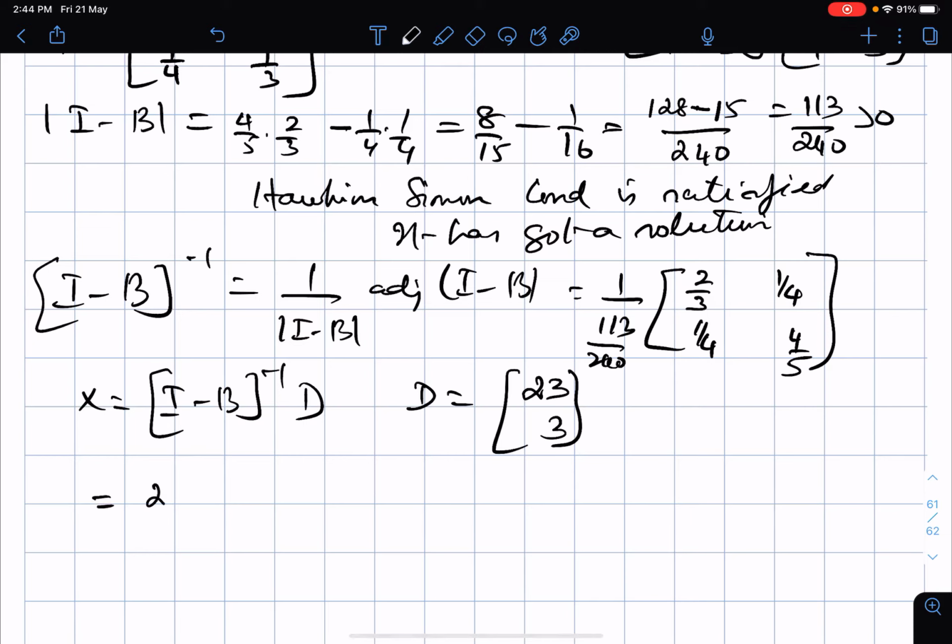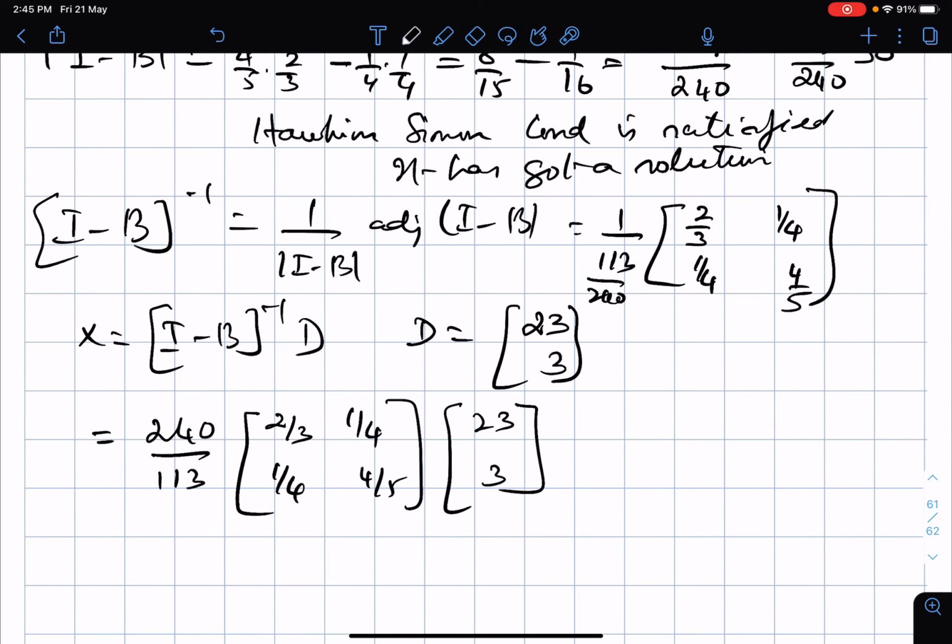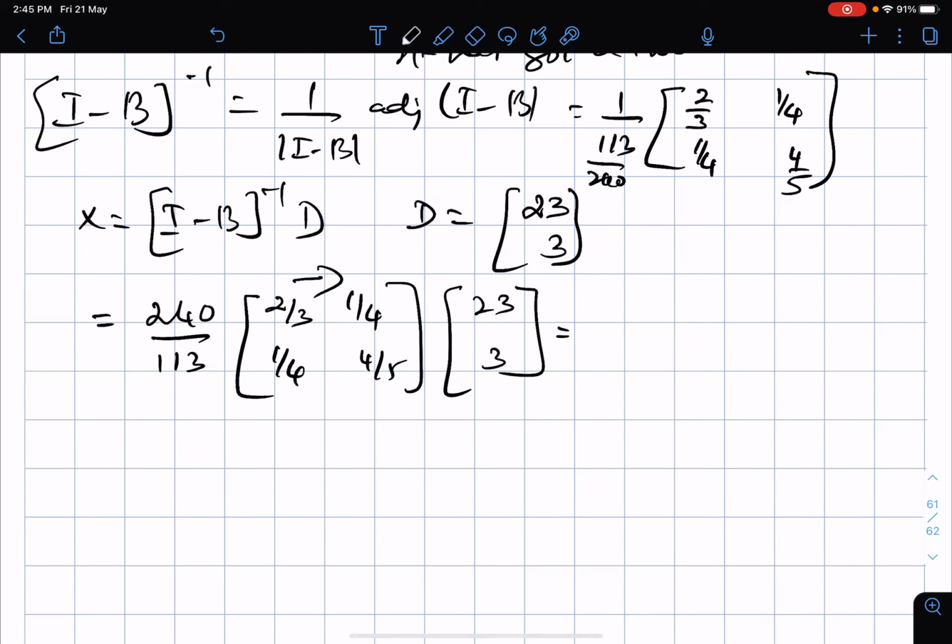Now you get 240 by 113 into the inverted matrix, 2 by 3, 1 by 4, 1 by 4, 4 by 5, and our d is 23 and 3. Okay, this is going to be your final output. You are going to multiply. So when you multiply, 240 by 113, and here you get the first one as 2 by 3 into 23 plus 1 by 4 into 3. Second one, 1 by 4 into 23 plus 4 by 5 into 3.